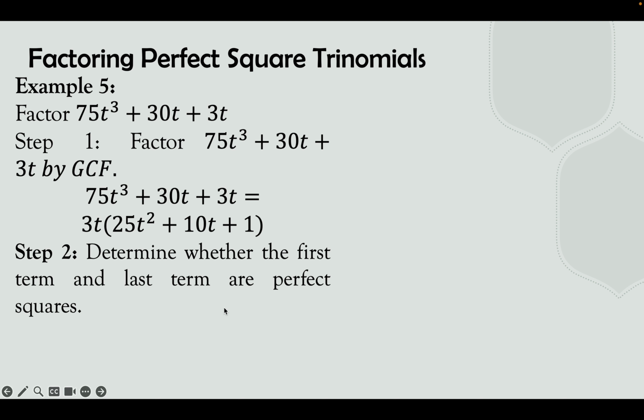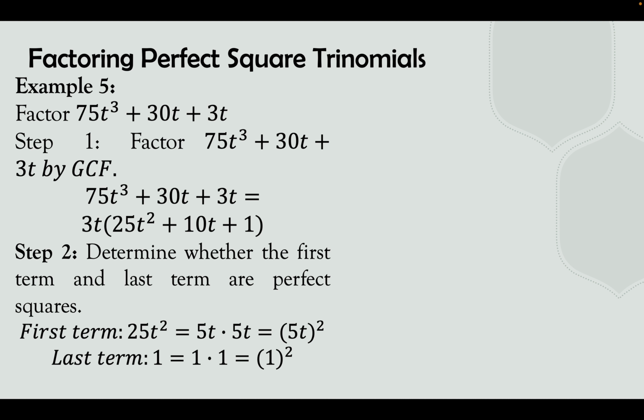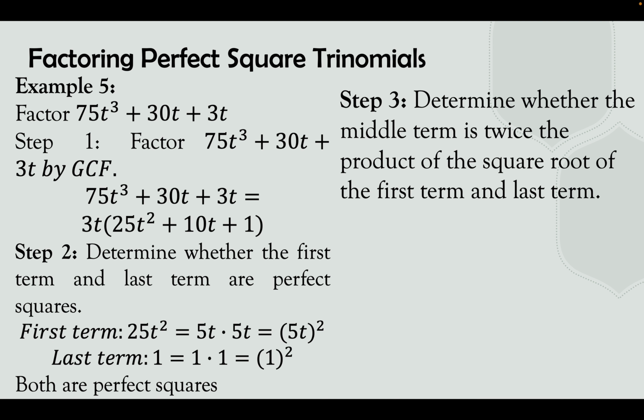So we have 25t squared. The square root of 25t squared is 5t. So we can change this one into exponential form. We have 5t raised to 2. And the last term is 1, so we have 1 raised to 2. Both of them are perfect squares.